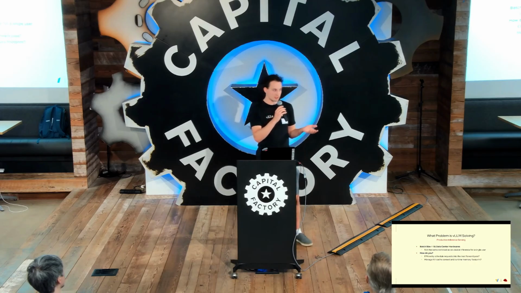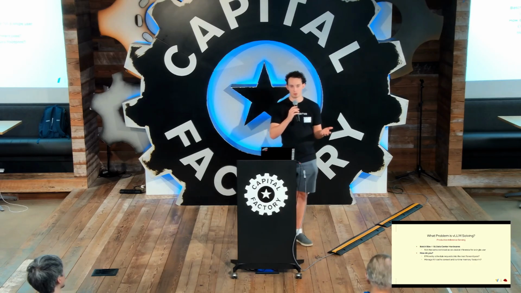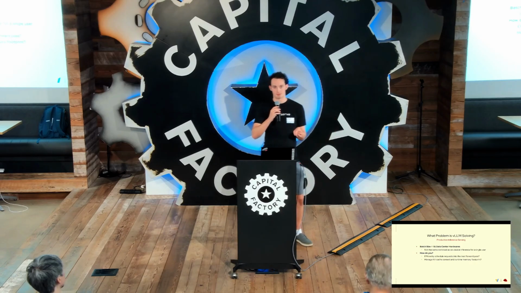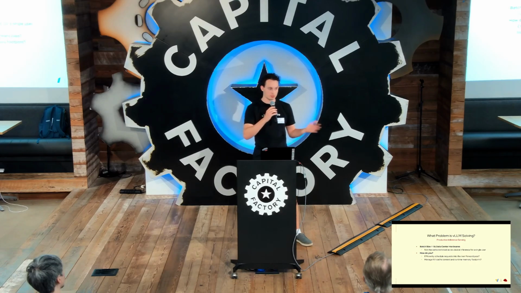And this is in contrast to the workload of on-device inference for a single user. So somebody just interacting with an LLM one-on-one on their laptop. That's kind of the opposite use case. And the big questions that we need to figure out are, how do we efficiently schedule the requests into each forward pass of a model? And how do we manage KV cache context and runtime memory footprint efficiently?